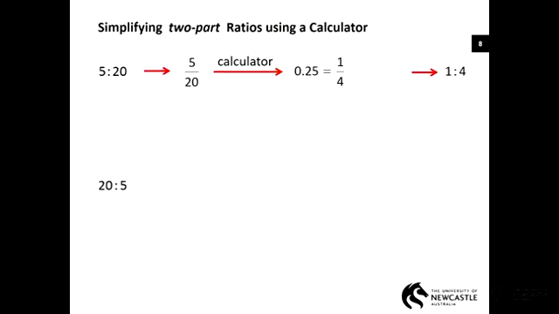20 to 5, if I put that in the calculator as 20 over 5, what's it going to spit out? 4. But what's 4 as a fraction? 4 over 1. So it will still give us the answer, but don't write down the number 4. 4 is not the answer. The answer is 4 to 1. Again, those two are easier and quicker to do in our head, but it still works.